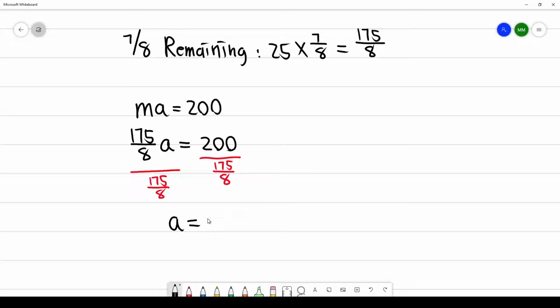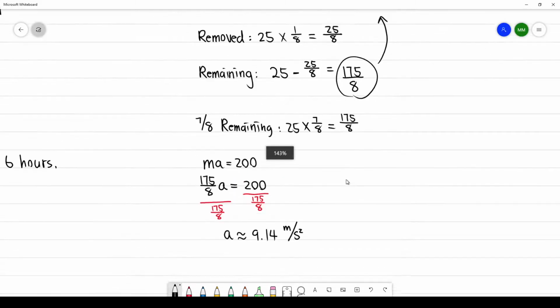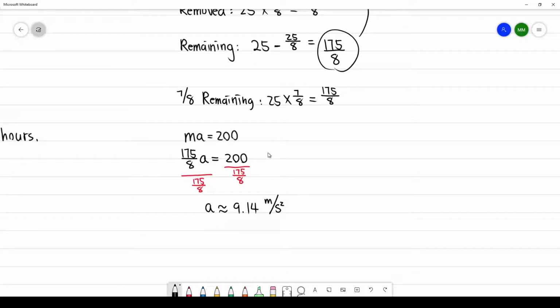8 divided by, around 9.14. So the unit for acceleration is meter per second squared. You don't have to worry about that. Don't worry about that. But just to let you know. So that's how you do it. Oh, you can leave it as a fraction as well.